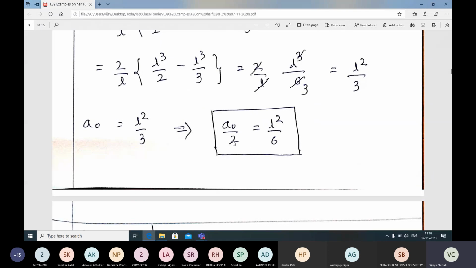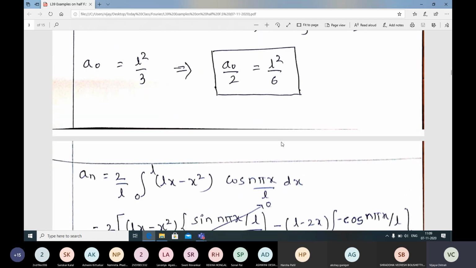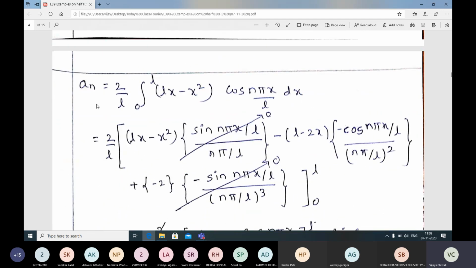We want a naught by 2. So a naught by 2 is L square divided by 6. So this is a naught. Now move on to a n. So a n is equal to 2 by L integration from 0 to L f of x, where f of x is Lx minus x square, times cos n pi x divided by L, and integrate this with respect to x. Now observe this one.